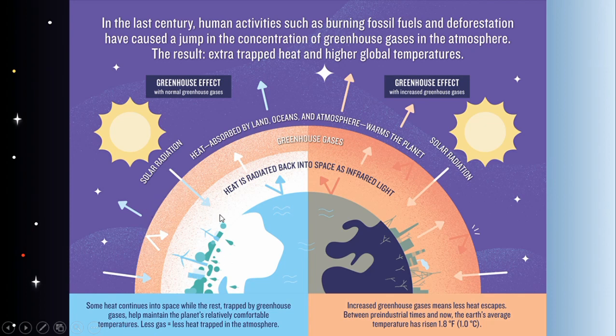So in this case, there is a less gas which only means less heat trapped in the atmosphere. While here in the right side, there is an increase of greenhouse gases, which means less heat escapes. So kapag marami ang greenhouse gases sa atmosphere, some of the energy do not reflect back into the space. Kaya ang nangyayari, nagkakaroon tayo ng higher global temperature. So between pre-industrial times and now, the Earth's average temperature has risen to 1.8 degree Fahrenheit or 1.0 degree Celsius.